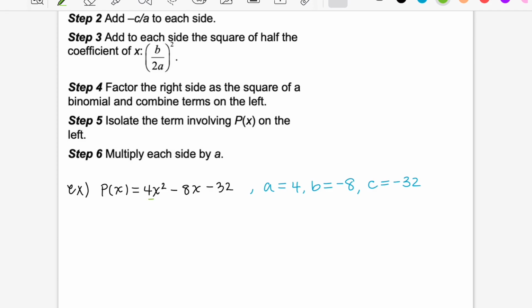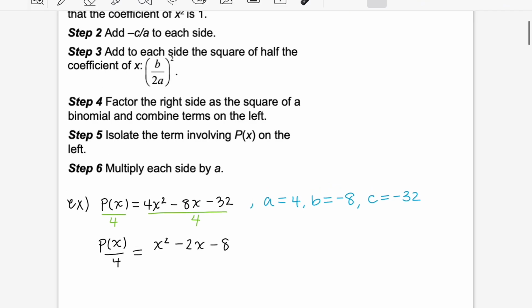So we'll divide both sides of our equation by a, which in this case is 4. Okay, so then we get p of x over 4. It's going to be equal to x squared, and then we have minus 8 divided by 4, so we're going to get minus 2x, and then minus 32 divided by 4, so we're going to get minus 8 here.